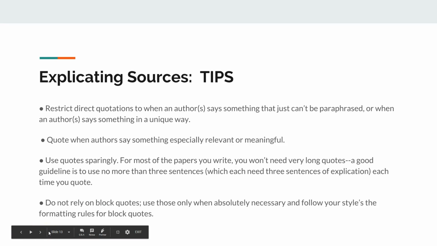Here are some tips. You should restrict direct quotations to when an author says something that just can't be paraphrased. In MLA, especially when you're in a literary class, you use a lot of direct quotations, poetry, stories, because you want to retain the beauty of the writer's original text. You can quote when authors say something especially relevant or meaningful, something that can only be said the way the author said it. You should always use quotes sparingly.